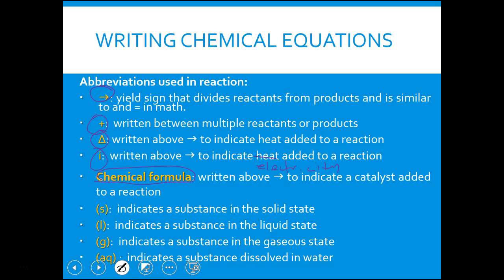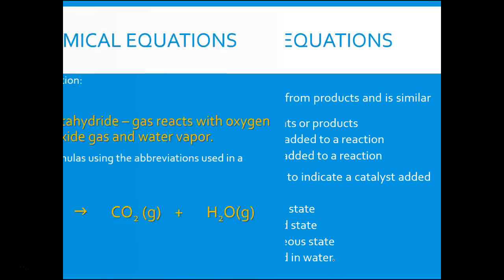And then, of course, we see S in parentheses behind things. That means things are in solid state. L means things are in liquid state. G means things are in gaseous state. And AQ means it's a mixture. It's something dissolved in water. So when we see AQ, it's a mixture. When we see solid, liquid, or gas, it's a pure substance. So these things are pure substances. This one is a mixture. We need to make sure that we remember that.